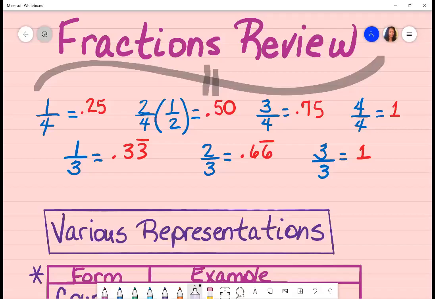Okay, so I'm going to be reviewing fractions and the different forms that they are shown in. The first thing that I would suggest is that you just learn to recognize certain fractions in their decimal equivalent. For instance, 1 over 4, 2 over 4, 3 over 4, 4 over 4. And the way that I typically tell students to remember how to find the decimal equivalent is to think of money. So 4 quarters represent one whole dollar.